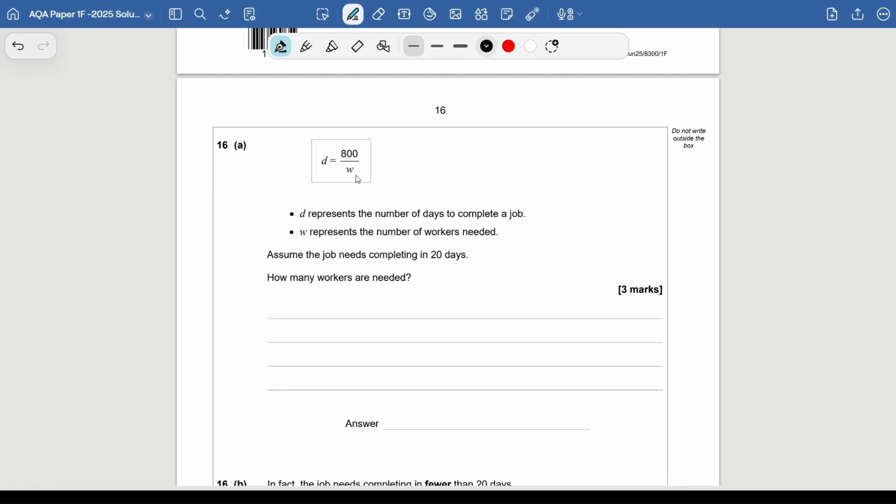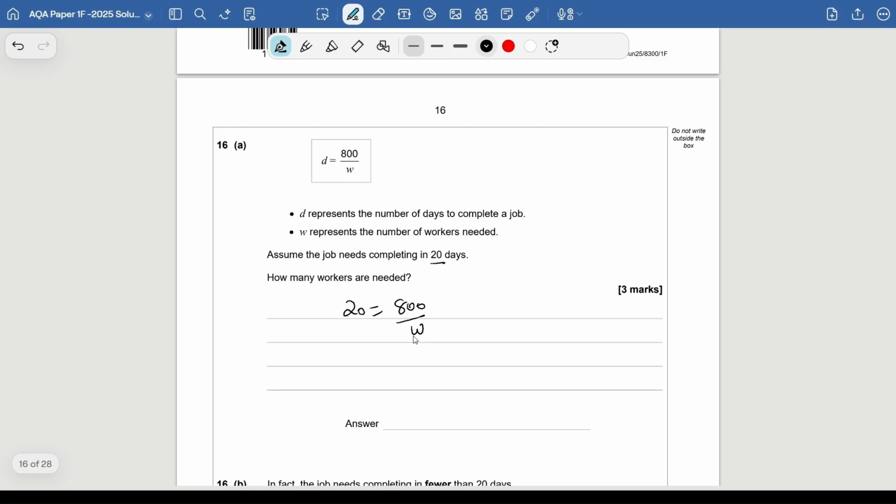D is 800 over W, where D represents the number of days to complete a job and W represents the number of workers needed. Assume the job needs completing in 20 days. How many workers are needed? So now using the values given here, the number of days is 20. So replacing D by 20, it is 20 equals 800 over W. How many workers are needed?